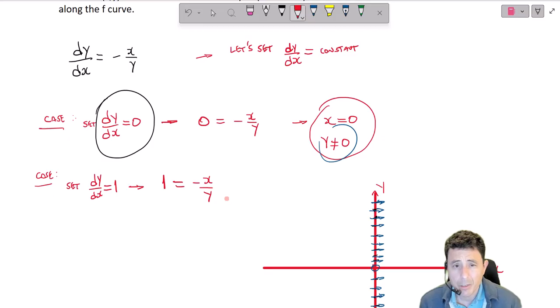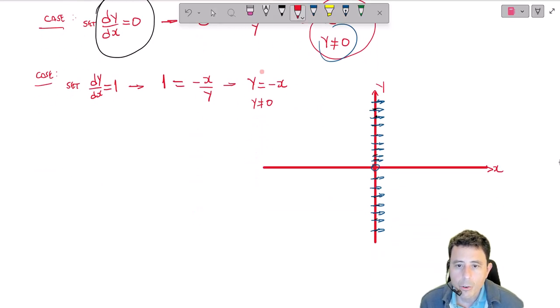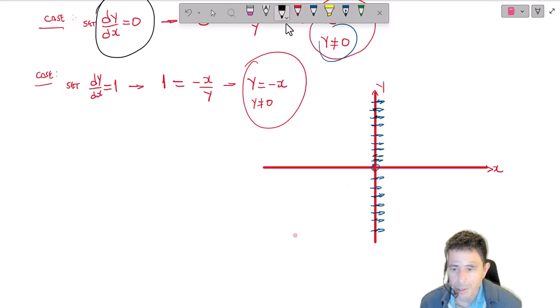Again, is the derivative 1 the solution in the ODE? Not necessarily. We're setting it equal to 1 to see what happens. So if I multiply by y here, this gives me y equals negative x. Again, y has to be different than 0 because y is in the denominator. All right, so what do we do with this information? What is y equals negative x? y equals negative x would be this line here. I should put the points like this.